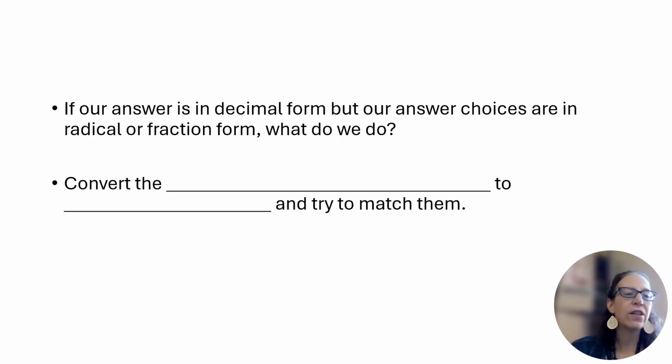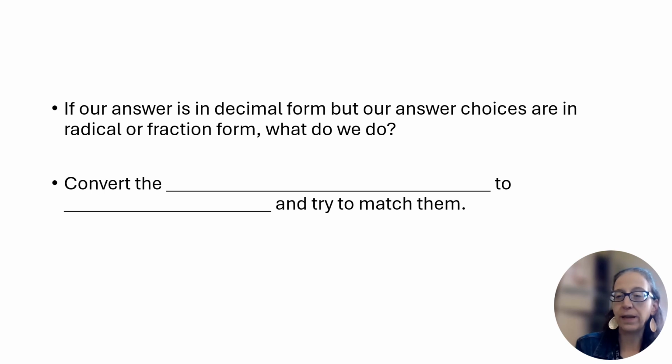All right, now this leads us to a potential other problem. So if we're doing this on Desmos and our answer comes out like a yucky answer, so it's got some kind of yucky decimal, but we look at our answer choices and our answer choices are in radical form or fraction form.